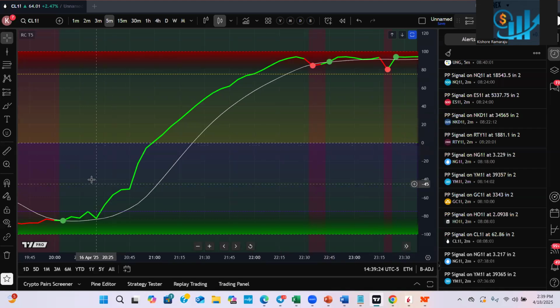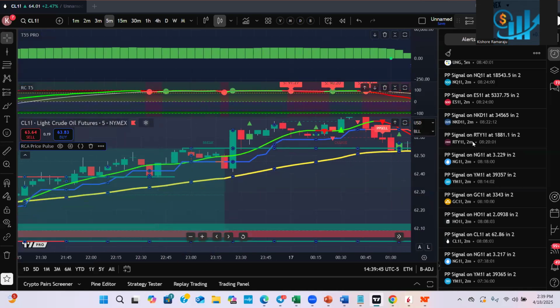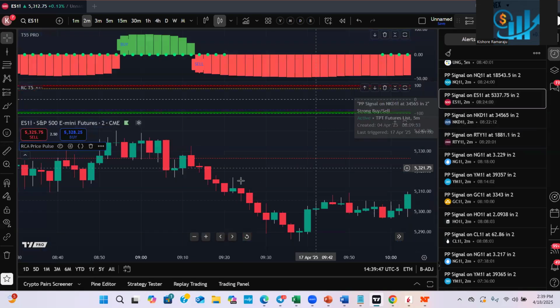With this T55 Pro strategy, we are trying to avoid the bottoms or avoid the tops. We are trying to catch the mid portion from here to here, where you have a nice gap. Whenever you get a strong buy, you go and check, okay, is there a gap? Yes. Is price pulse already in buy? Yes. Then you go and take a trade. So whatever it is, again with ES or NQ, whatever it is.